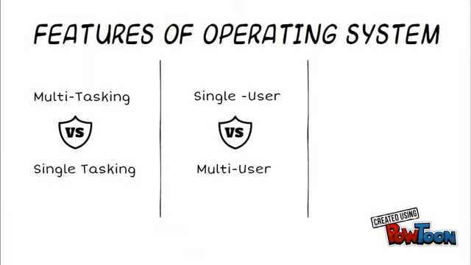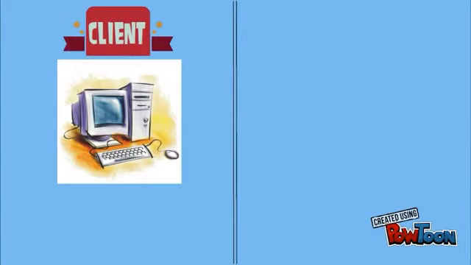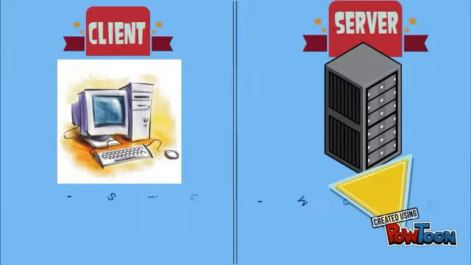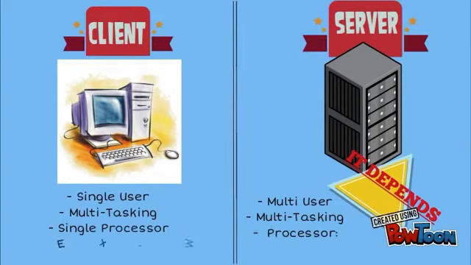Features of operating system are multitasking versus single tasking, single user versus multi-user, single processor versus multi-processor. Client is a single user, multitasking, single processor, while server is multitasking, multi-user, and concerning processors, it depends on the number of transactions as mentioned.